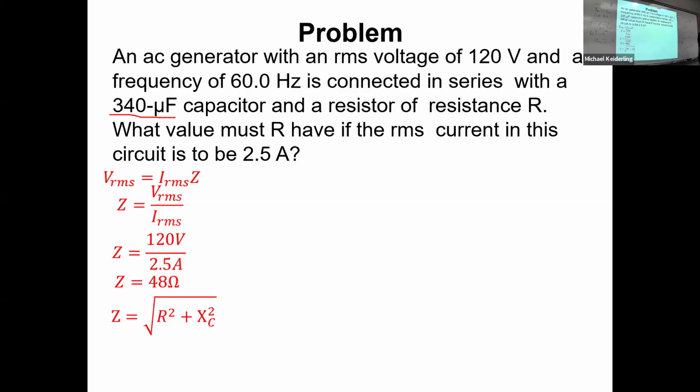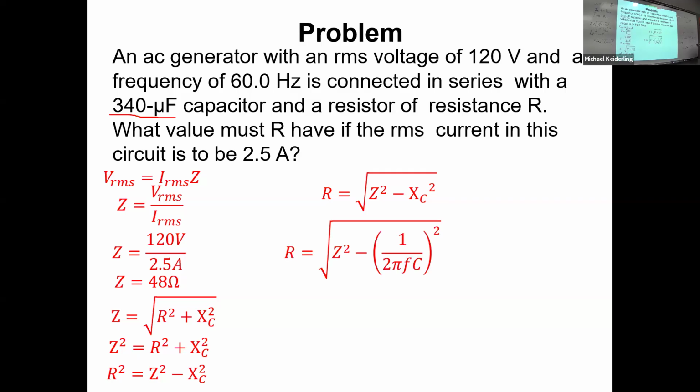That is going to be the square root of resistance squared plus capacitive reactance squared. The resistance squared is going to be impedance squared minus capacitive reactance squared. So the square root of impedance squared minus capacitive reactance squared gives us resistance. We'll plug in our impedance here, Z squared. Our capacitive reactance is going to be 1 over 2 pi times frequency, that's omega, times the capacitance, C.